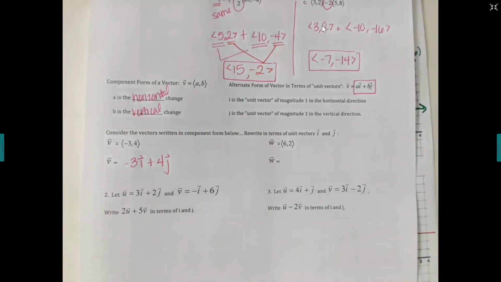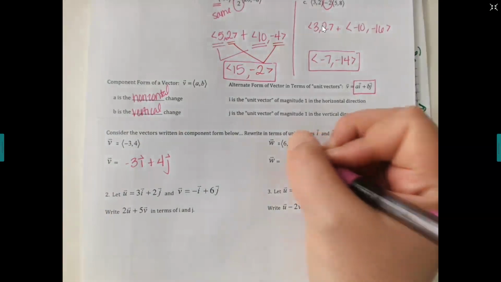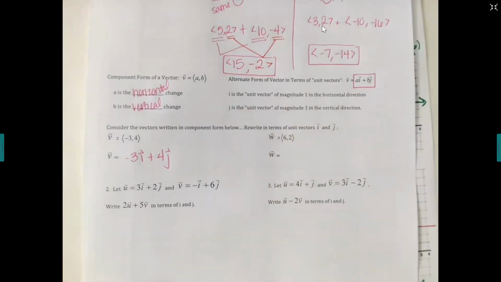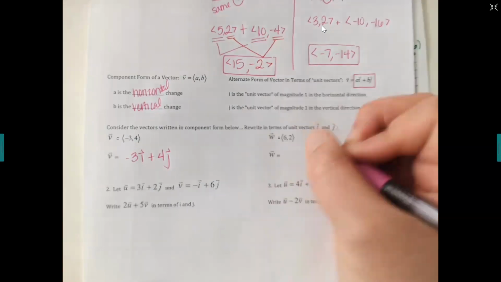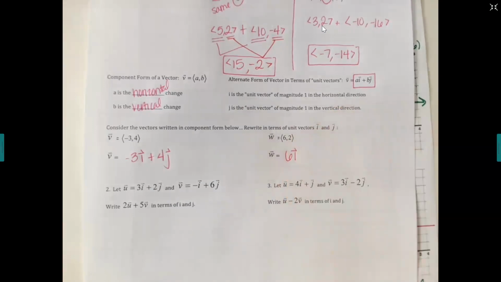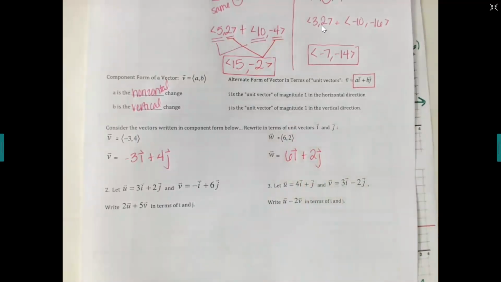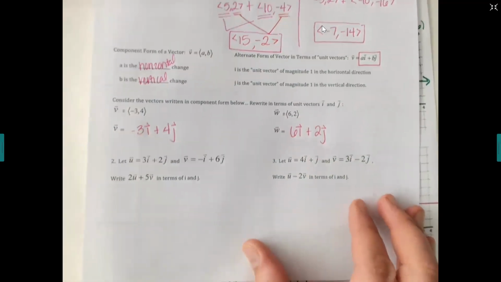Okay, so now let's take a look at vector W. 6, 2. What would I write to put it in standard form, which is what this is called? 6I, because that's the horizontal, plus 2J. And if the 2 is a negative number, I'd put a subtraction instead of a plus. Okay, now let's do a couple of problems looking like that.